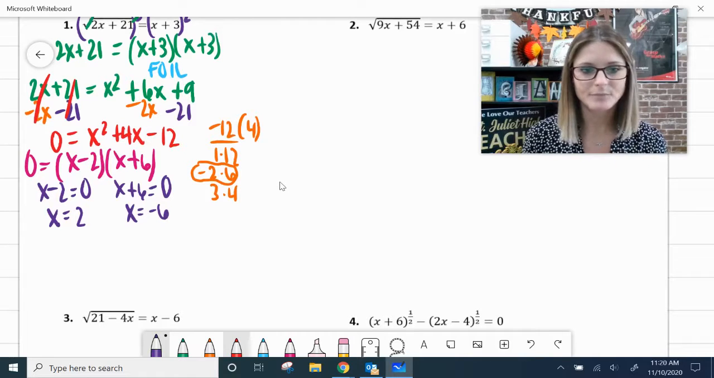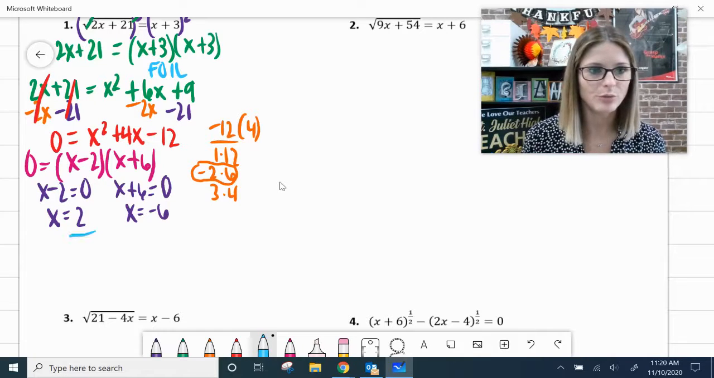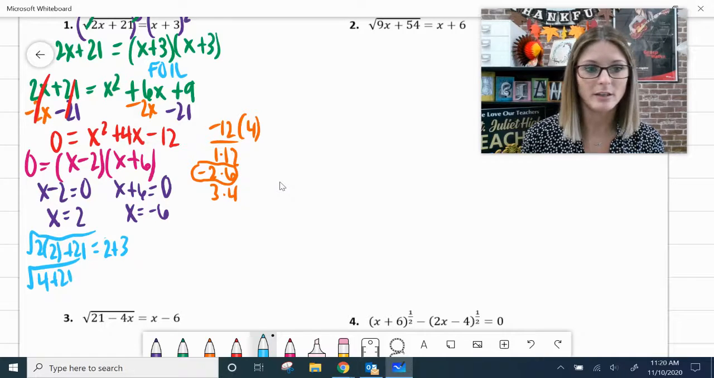Let's see. We'll check in blue. My top equation, it's hiding right there at the top. I want to plug in 2. 2 times 2 plus 21. Does that equal 2 plus 3? In my radical, I'm going to have 4 plus 21. That's going to be giving me 25. And the square root of 25 is 5, which does equal 2 plus 3. All right, so this one checked out. Answer.